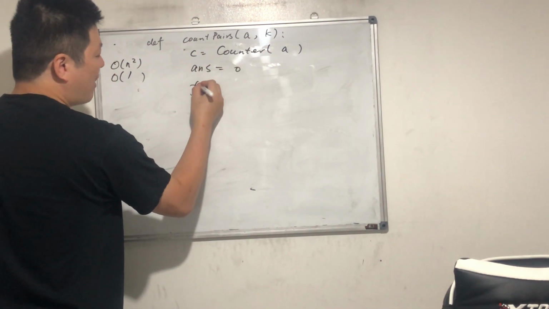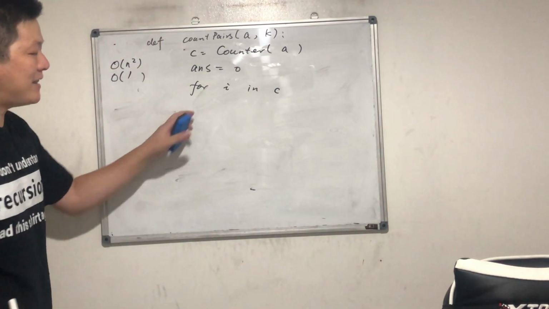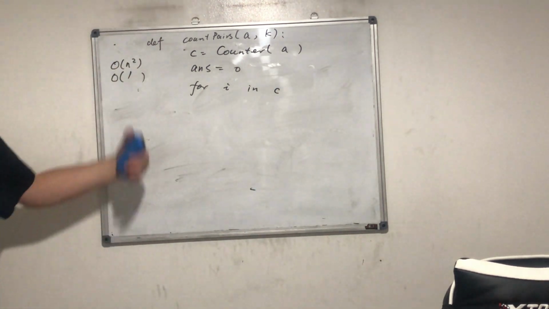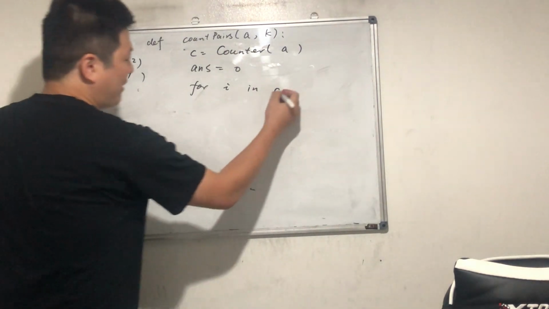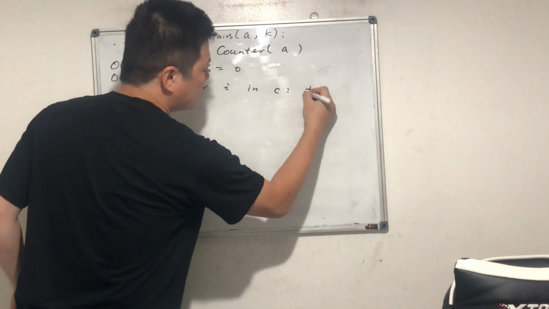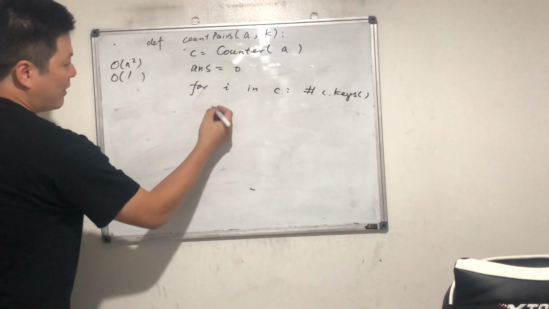So for i in C. For i in C is going through the unique numbers. You can also do for i in C.keys, which is the same. Then do what?